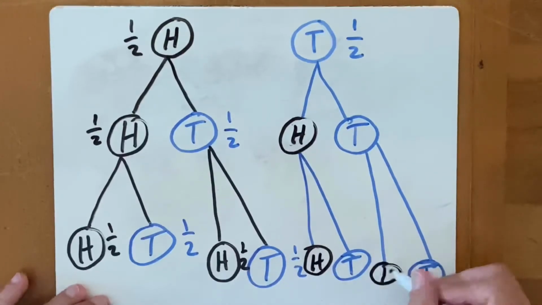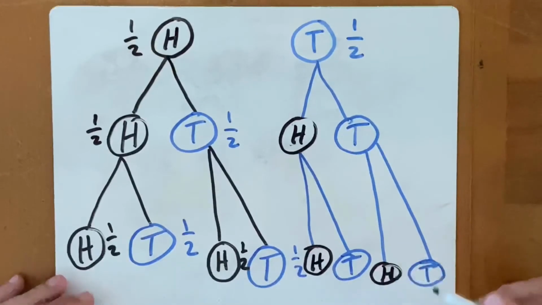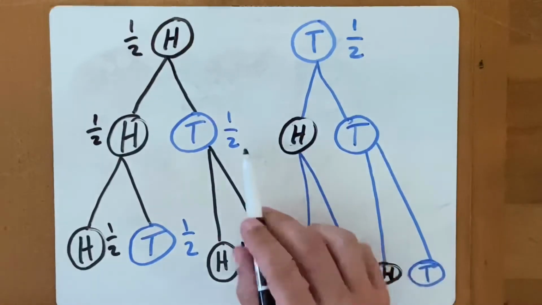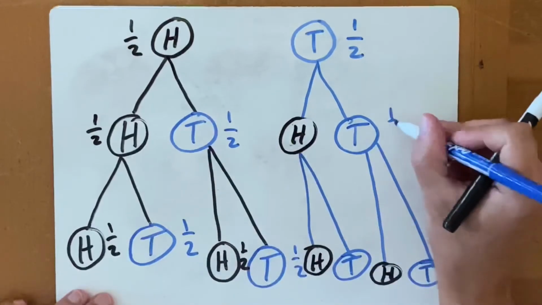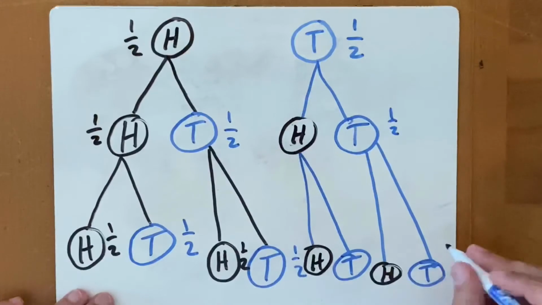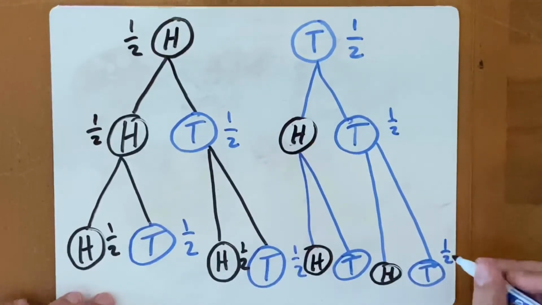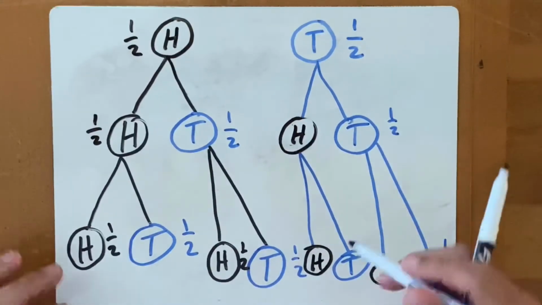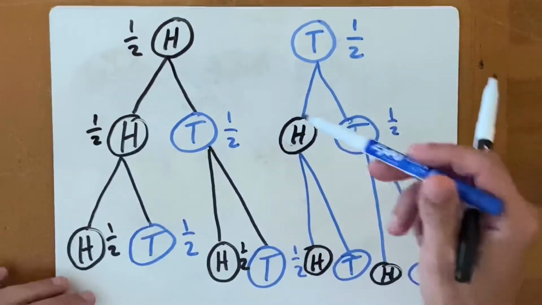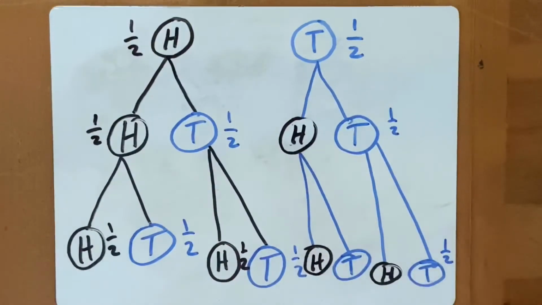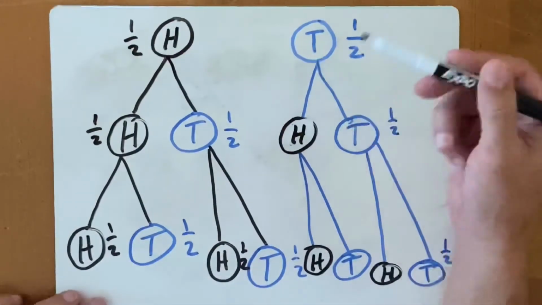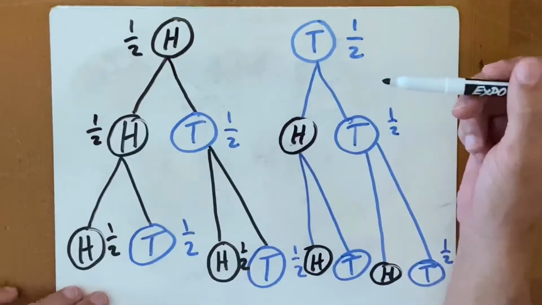All right, it's a little scrunched up, but you get the idea. These all still have a 1/2 probability of happening each time, because we're flipping the same coin and it's an independent event, so the previous flips have no effect on the probability of it coming up heads or tails. At any given point, it could come up either one.